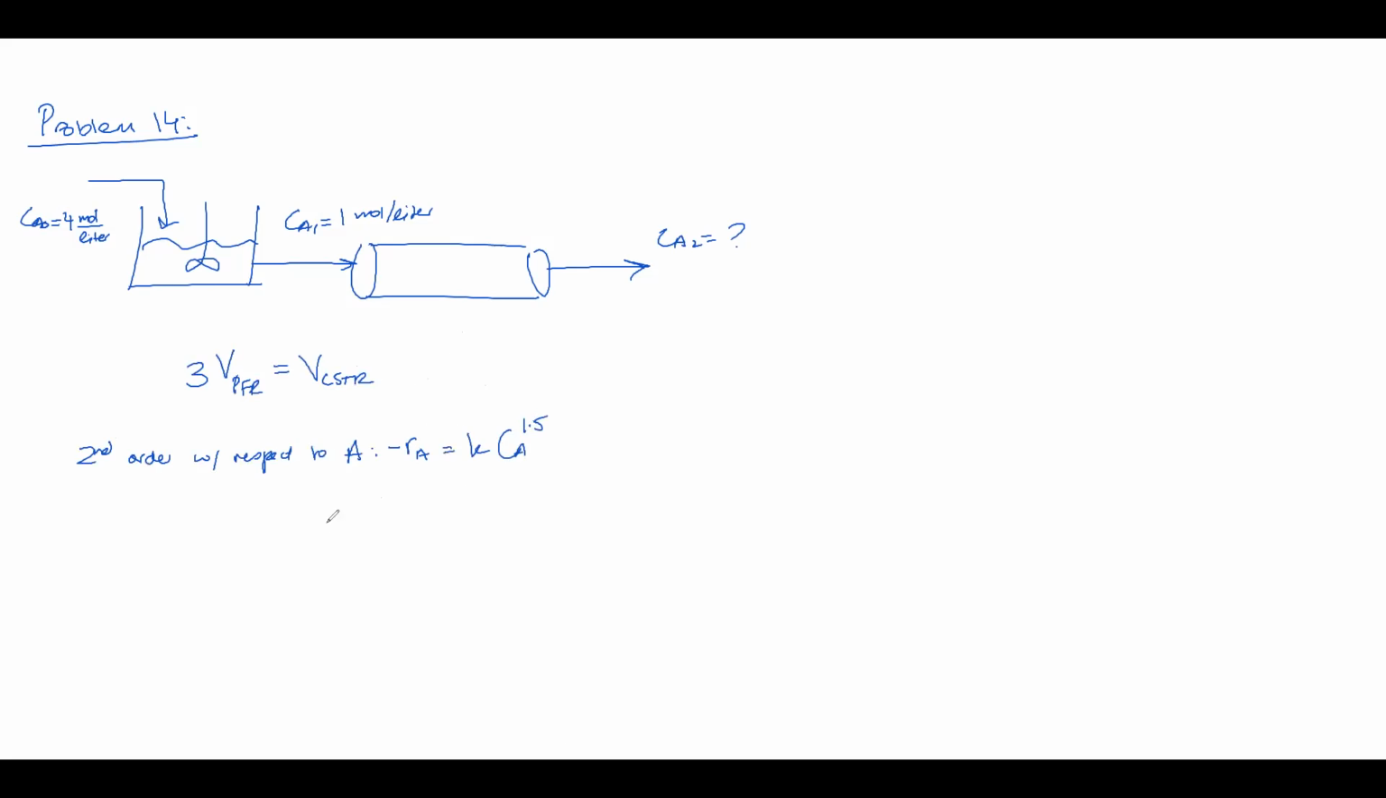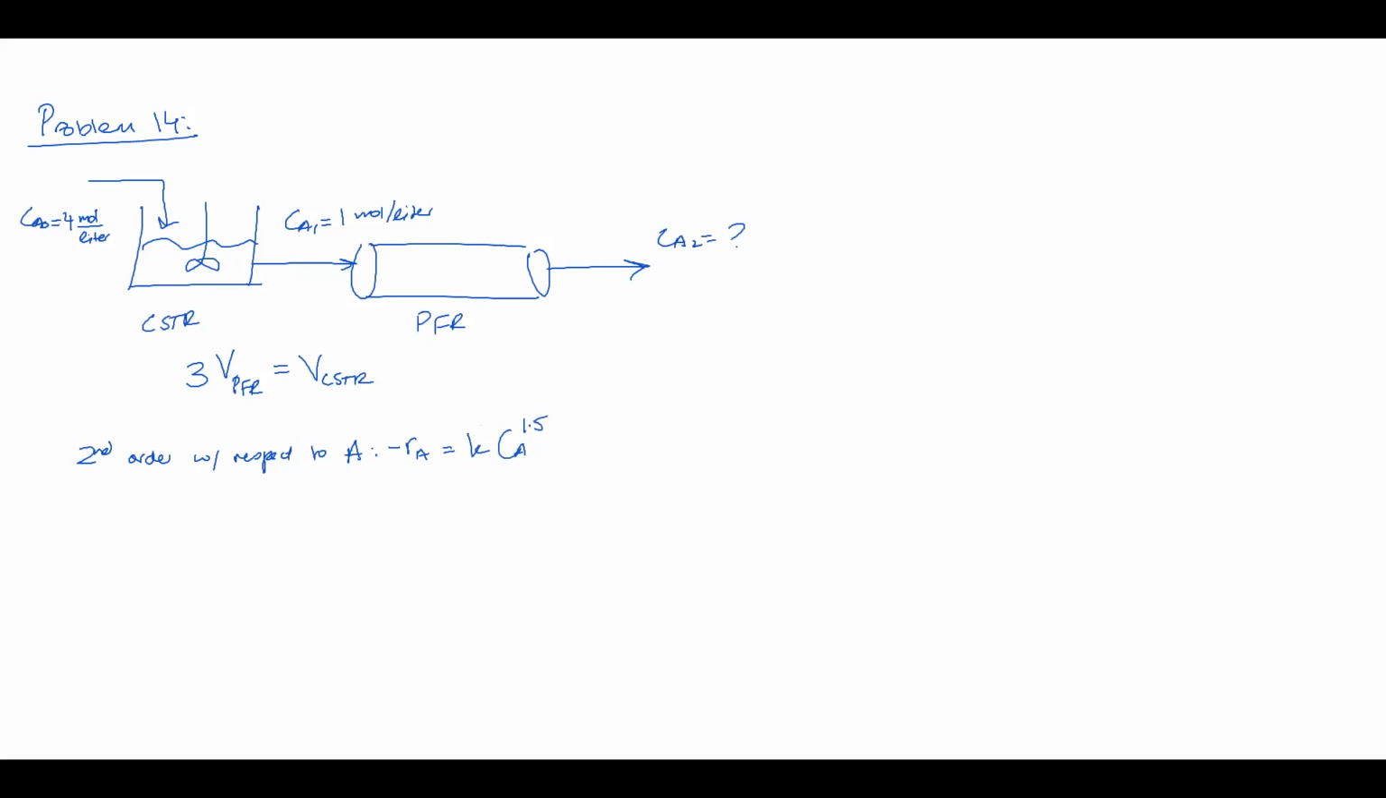Okay, so I'm looking for CA2. I have CA1. I have CA naught. This guy here is a CSTR. This guy here is a PFR. So what am I really looking for? I need to find this K guy. I need to find this number right here. Once I have this number, I should be able to solve the problem, right? So if I get K, I should be able to solve the problem.